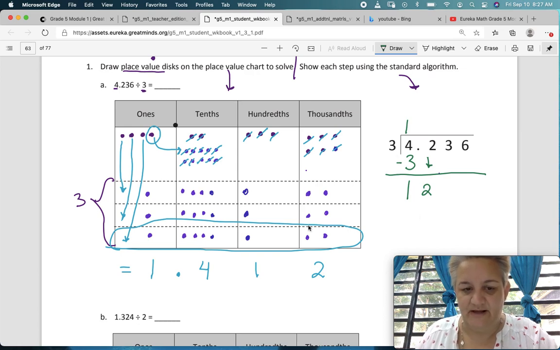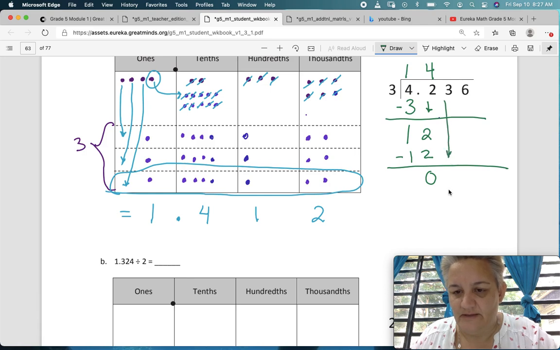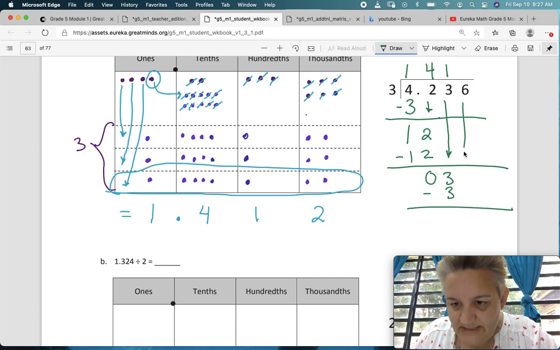So 3 goes into 12. 1, 2, 3, 4 times. 4 times 3 is 12. So I'm going to subtract that. And I have 0 left over, so I don't have to lend anything to my hundredths. And then my 3 comes all the way down here, and look at that, I have 3 hundredths. So 3 goes into 3 hundredths exactly 1 time. 1 times 3 is 3. Subtract that. Then bring down that 6.